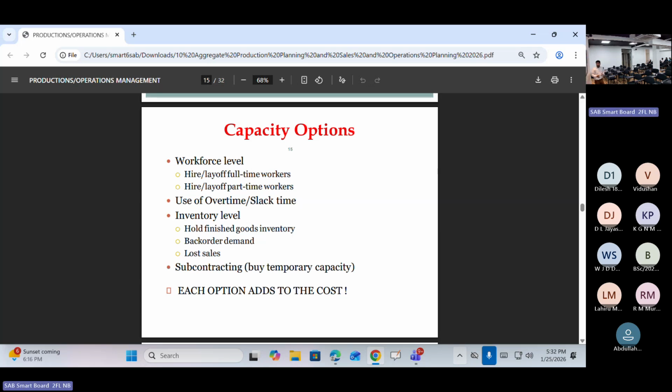However, these different options have different additional costs. Our objective is to minimize the cost as well. So the production planners should try their level best to use the most cost-effective capacity options while meeting the production targets.